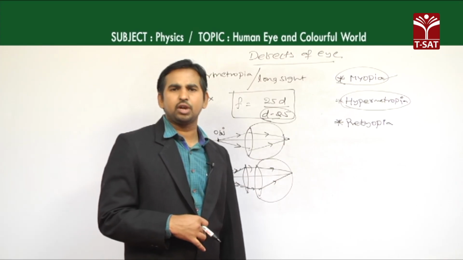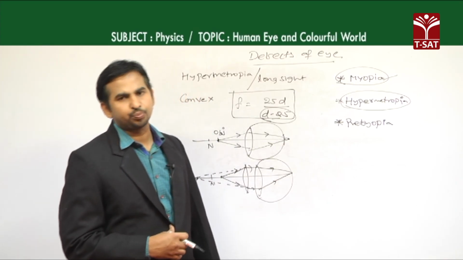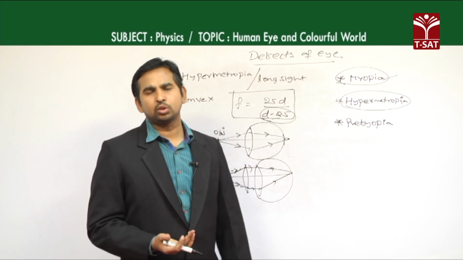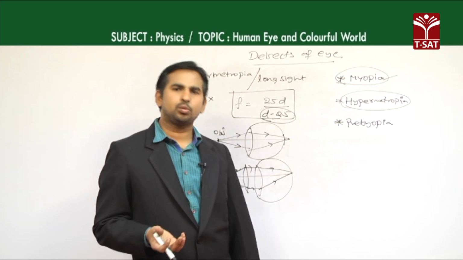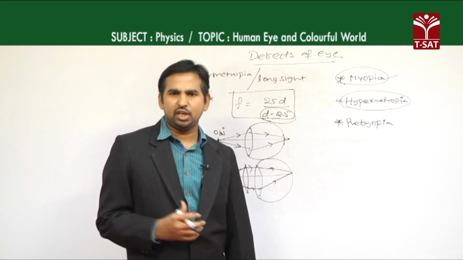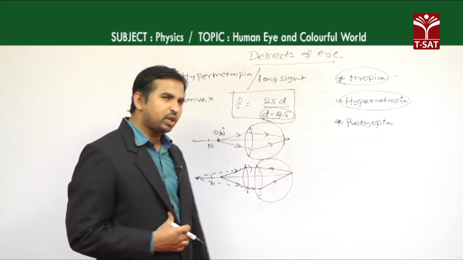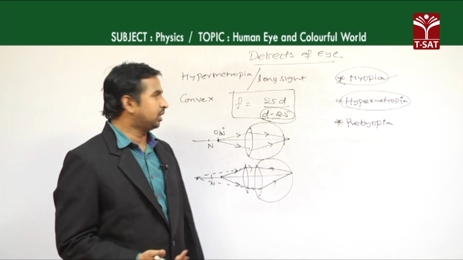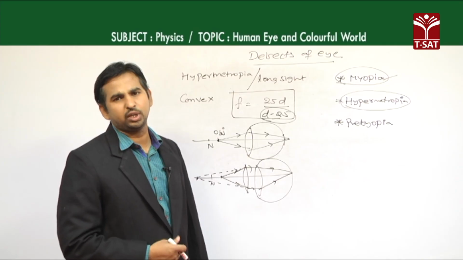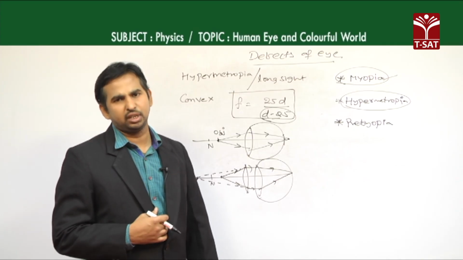Now, another question they may ask is about the near point here. If the object is placed before the near point, then what about the image? If the object is placed before the near point, for someone affected with this hypermetropia, then they see a very blurry image.